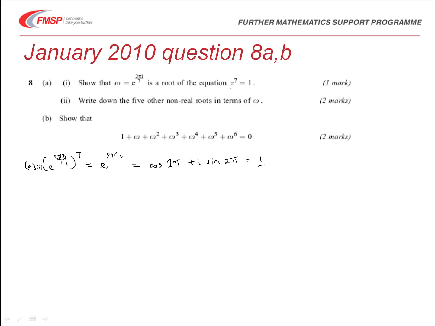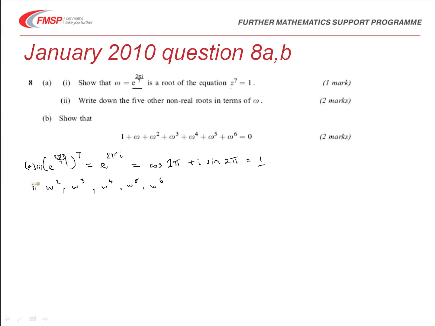Then it says write down the 5 other non-real roots. Well, we know that one of the roots would be 1 because 1 to the power of 7 equals 1, but that's a real root. All the other roots, you should know, for the roots of unity, are going to be powers of the root that we are given. So if w is one root, then the other roots are going to be powers of that, so it will be w squared, w cubed, w to the 4th, w to the 5th, w to the 6th. Okay, and those are going to be the 5 non-real roots. So that's part 2 dealt with.